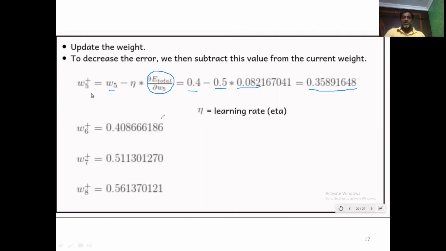Now similarly, just like we did for updating W5, use the same process to modify the weights W6, W7, W8 also. If you use the same process which we did for W5, you will get the updated values of W6, W7, and W8. So use the same formulas with respect to W6. In place of W5, you need to use W6, and for W7 and W8, because they are connected to O2, in place of O1 you will be using O2. Okay, so this is how we calculate.